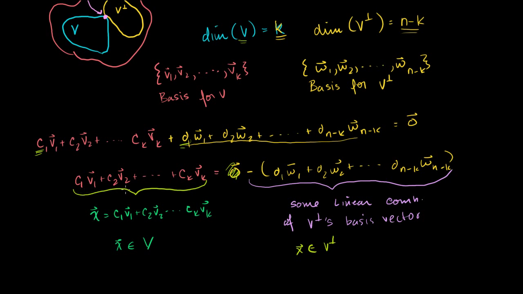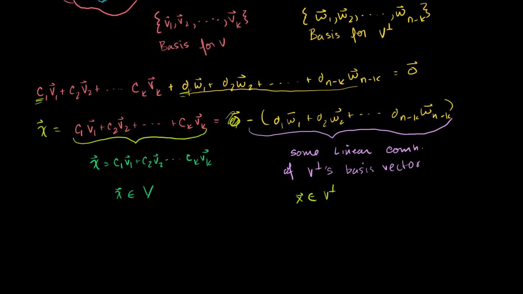So if I set x equal to this left-hand side, I can say that x is a member of v. Well, if x is equal to the left-hand side, it's also equal to the right-hand side. But the right-hand side is some linear combination of v perp's, or the orthogonal complement of v's, basis vectors, which tells us that x is also a member of v perp. But what does that mean? That means that x must be equal to 0. I just showed you at the beginning of the video: the only vector that's a member of a subspace and its complement is the 0 vector.